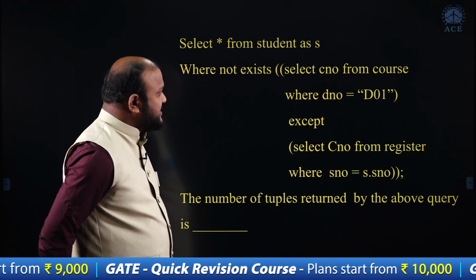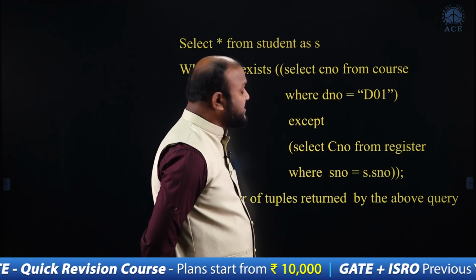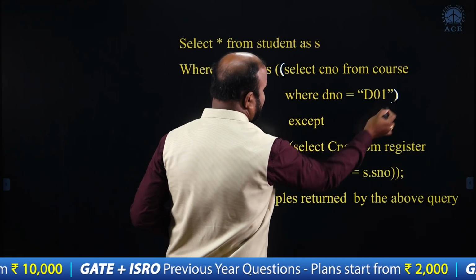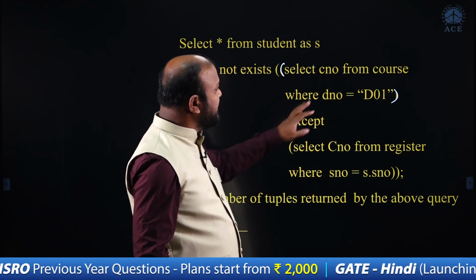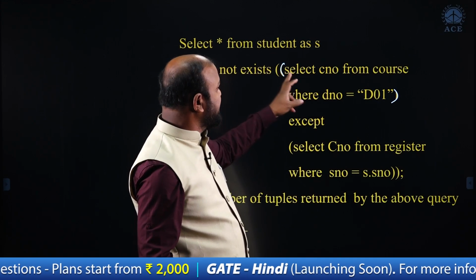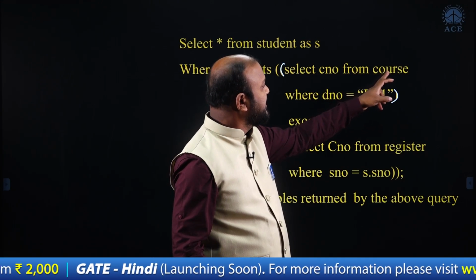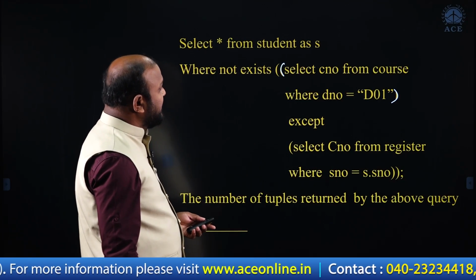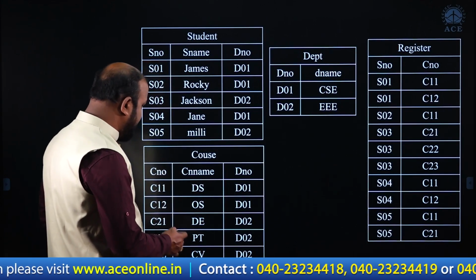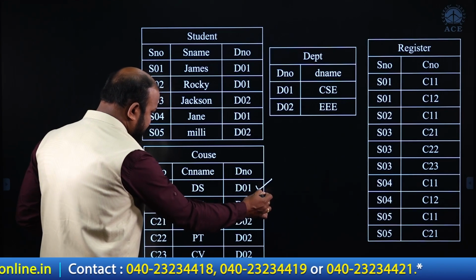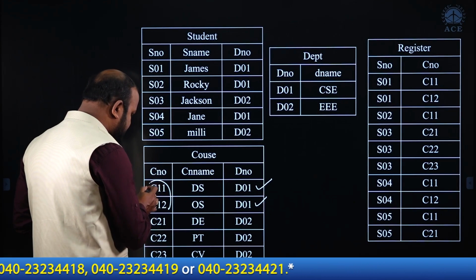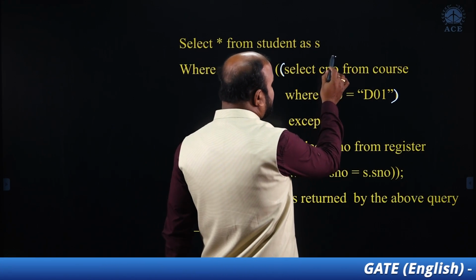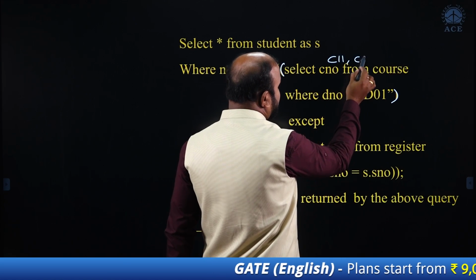Here you look, first this query consists of 2 inner queries. This is the first inner query. And here you observe the first inner query is independent of the outer query. What is the query? Select CNum from course where DNum equal D01. Look at the course table, DNum D01 is there for this tuple and this tuple. And what are the course numbers? C11 comma C12. Now, the output of the first inner query is C11 comma C12.